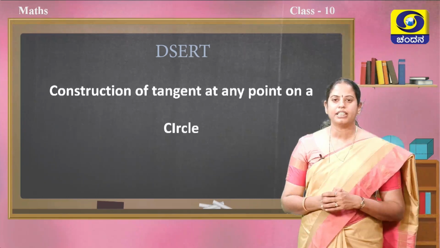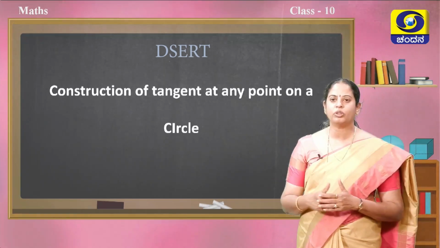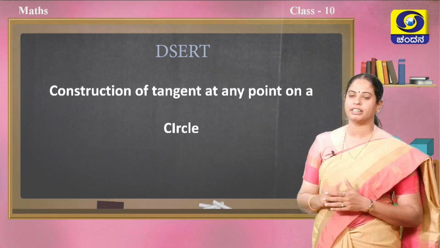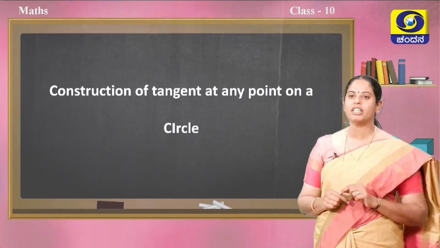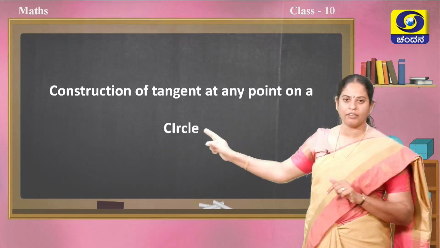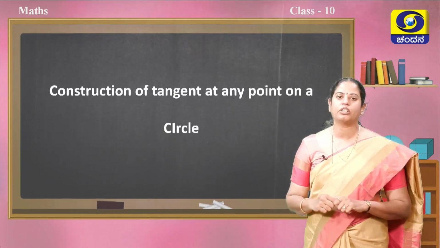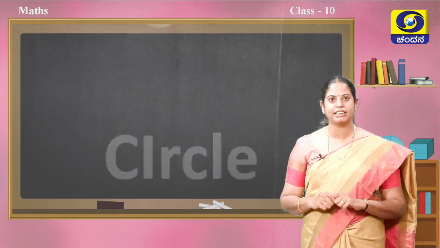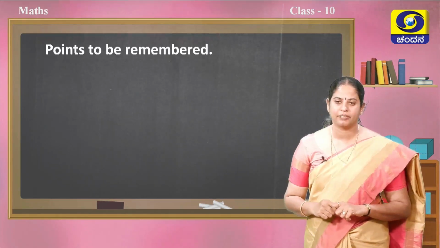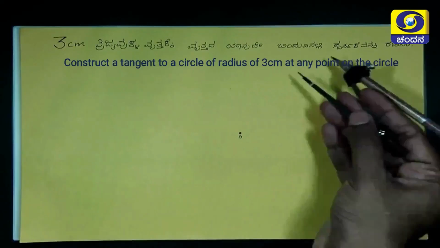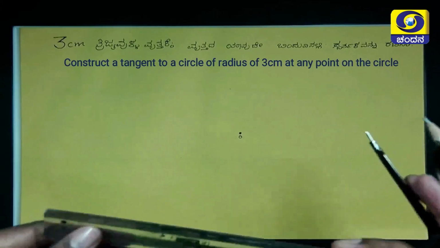Okay. Let us learn one more thing. This you are going to learn in the chapter Construction, but it is very easy to do the activity. You have to learn this construction. I am going to show you how to construct a tangent at any point on the circle. Construct a tangent at any point P on a circle of radius 3 cm.